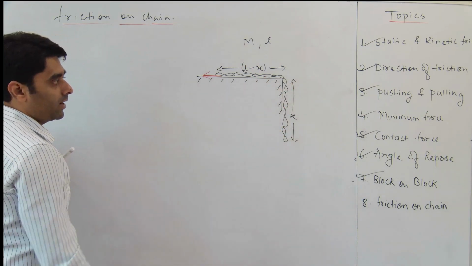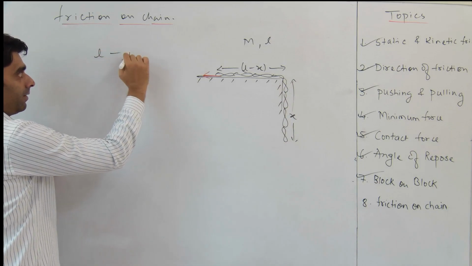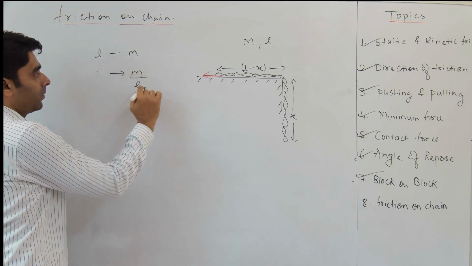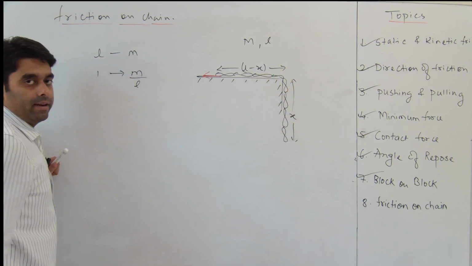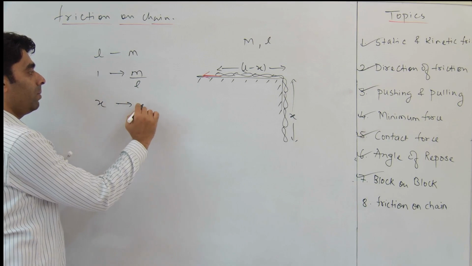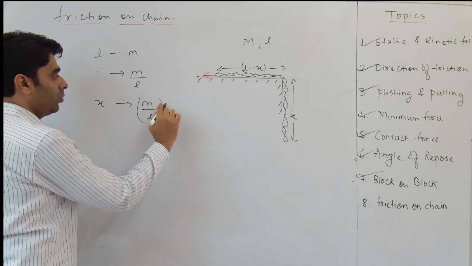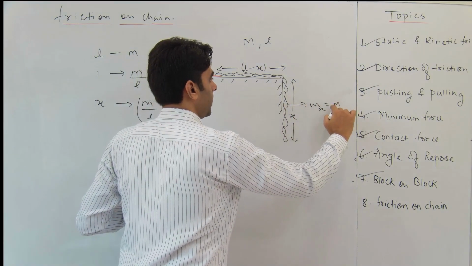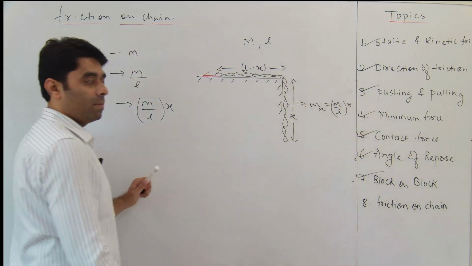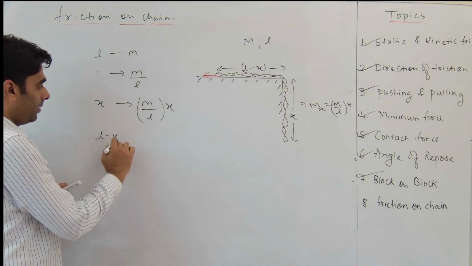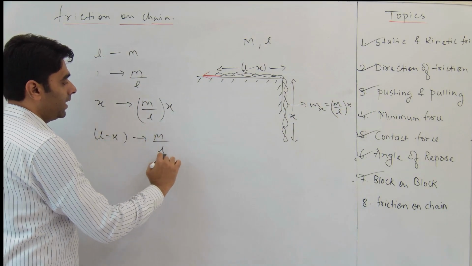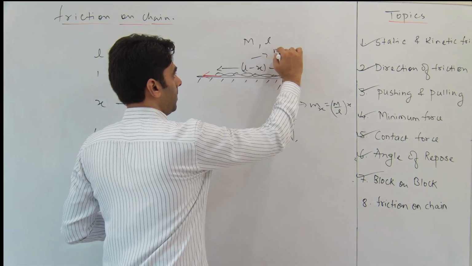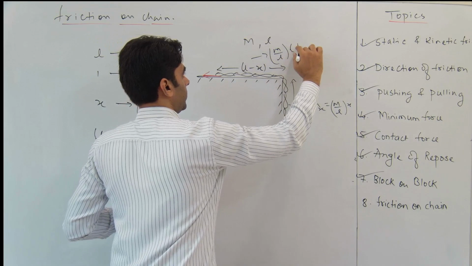How much is the force acting? So beta, L length has total mass m. So unit length will have m by L. So x length of chain will have how much mass? X length will have mass m by L into x. This is the mass of the hanging part. What is the mass of L minus x? We can write it as m by L into L minus x.